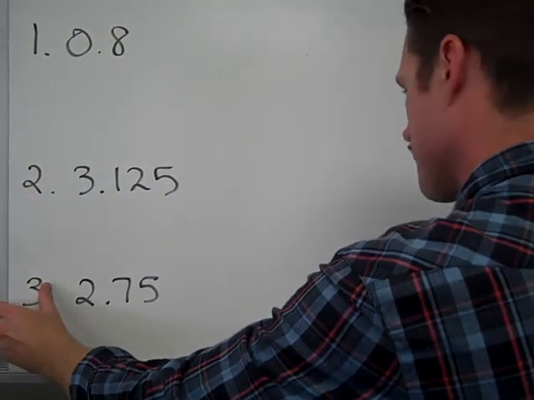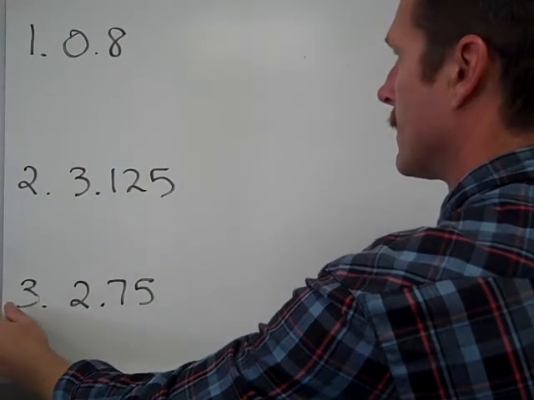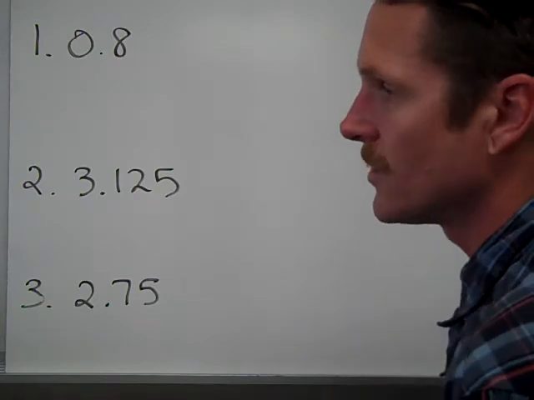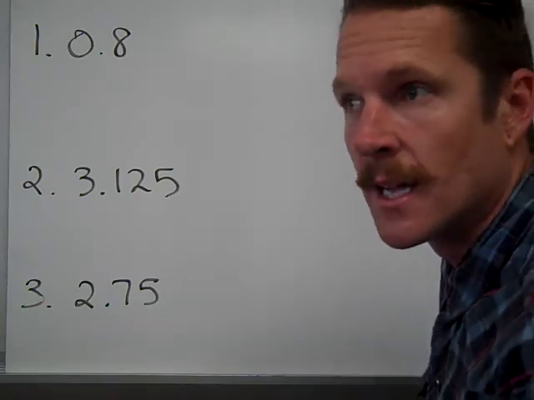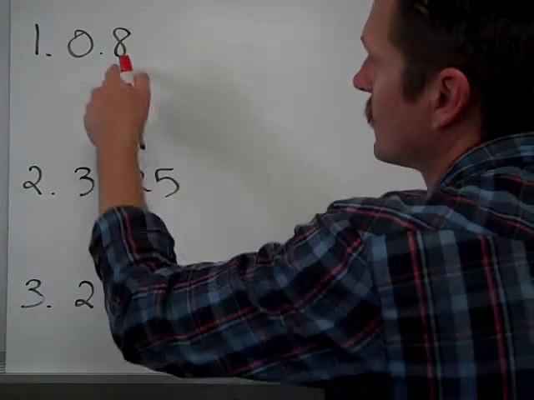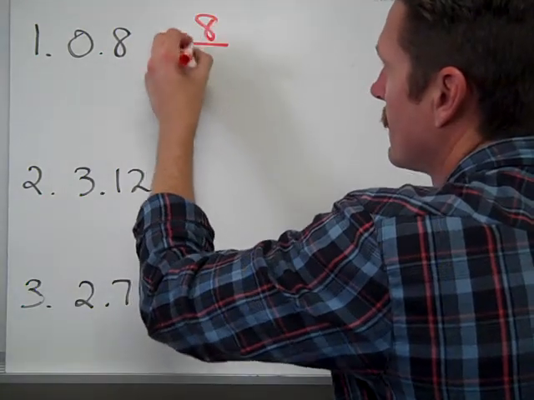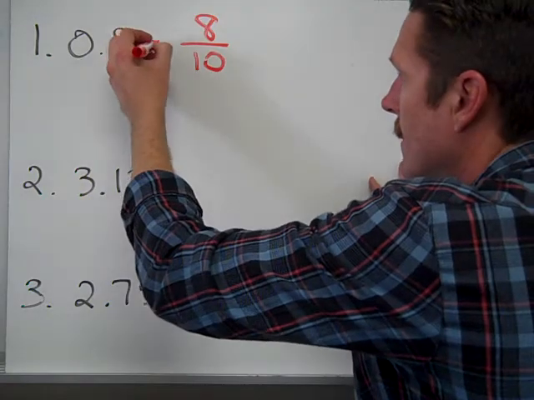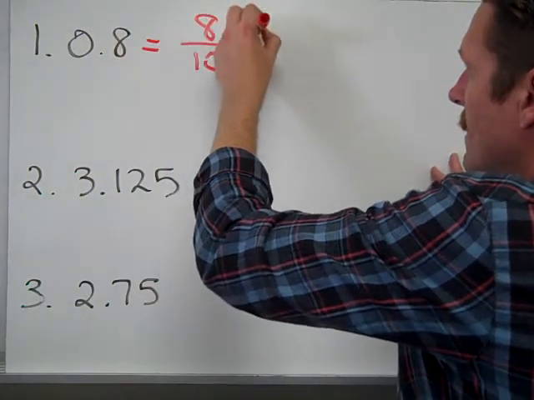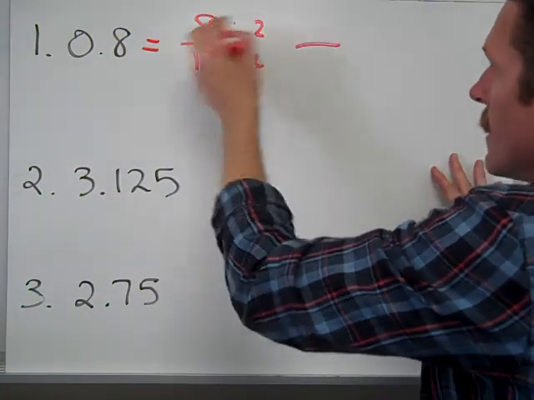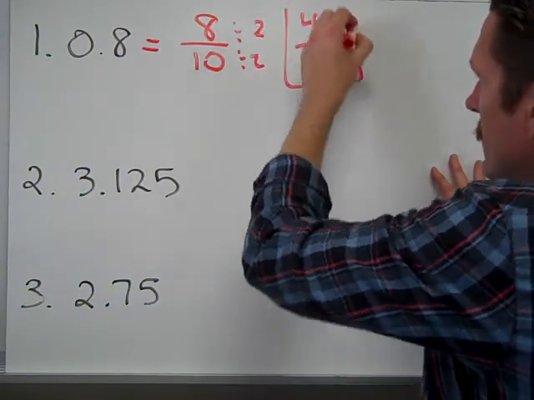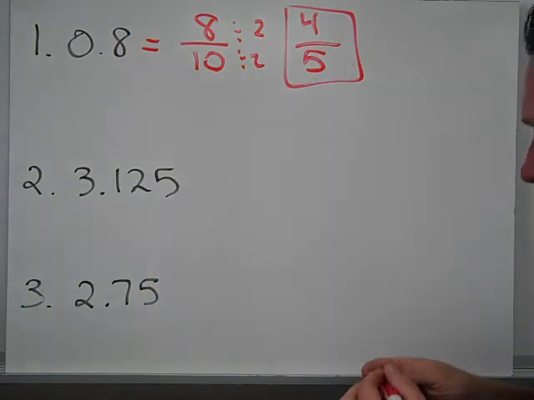Alright, so we've got 0.8. What we need to do is put that in a fraction, and then simplify that fraction. So this is 8/10. Simplify. You can divide by 2. 8 divided by 2 is 4. 10 divided by 2 is 5. So 4/5. Done deal.